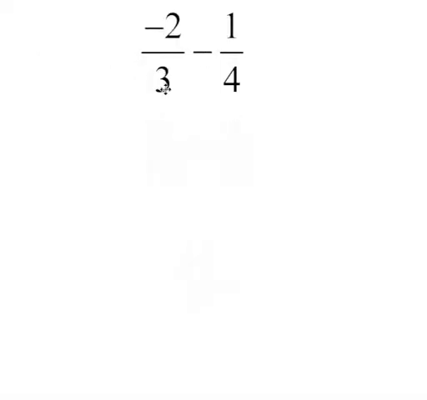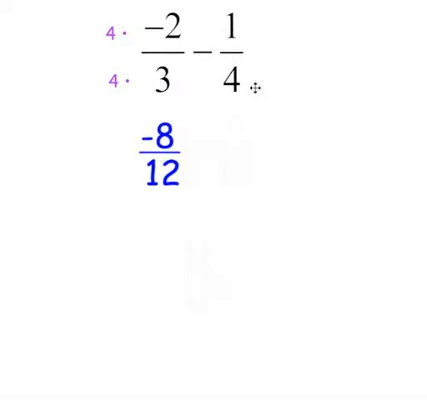Okay, so if I take a look, my denominators are 3 and 4. I need to find my least common denominator, which would be 12. So now I have to multiply 3 times 4, so that would make 12. Whatever I do to the denominator, I have to do to the numerator. And that will become an equivalent fraction of negative 8/12.